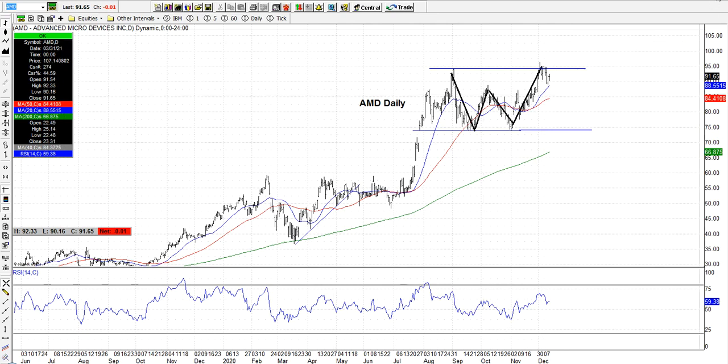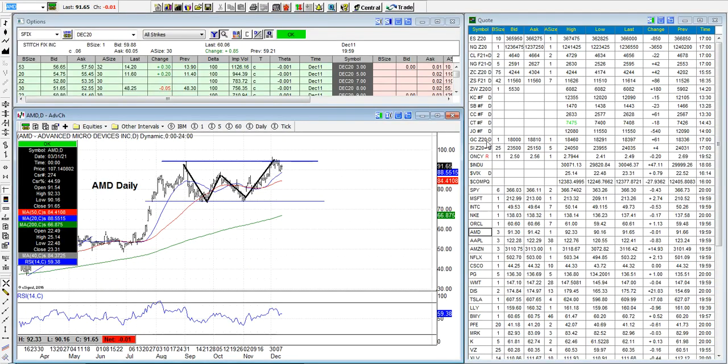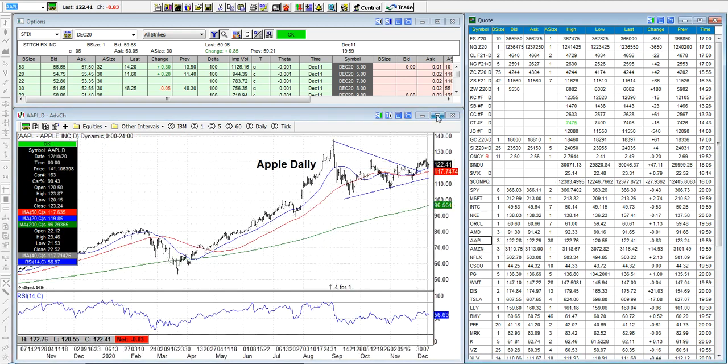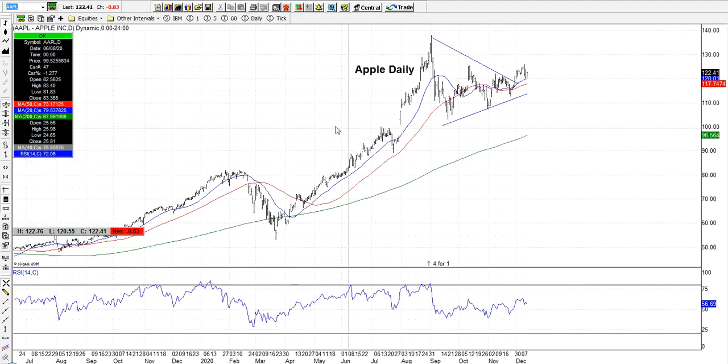Now, what are some of the other patterns we like to look at? The triangle patterns. We look at the triangle patterns all the time. Apple, we talk about Apple just about every week on these videos. Apple has bullish momentum. Okay, it's got good momentum. Now it's coiling into this triangle pattern.